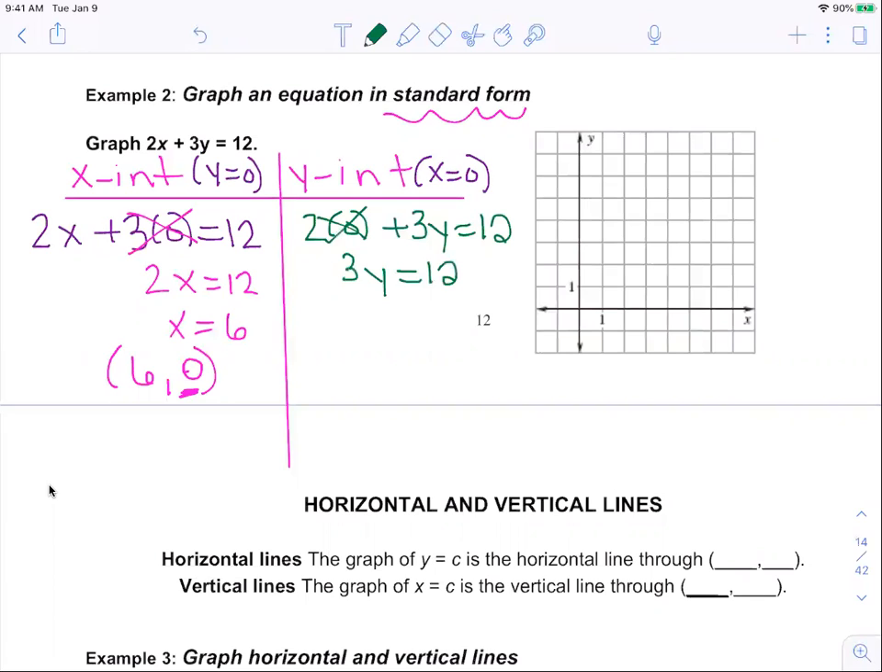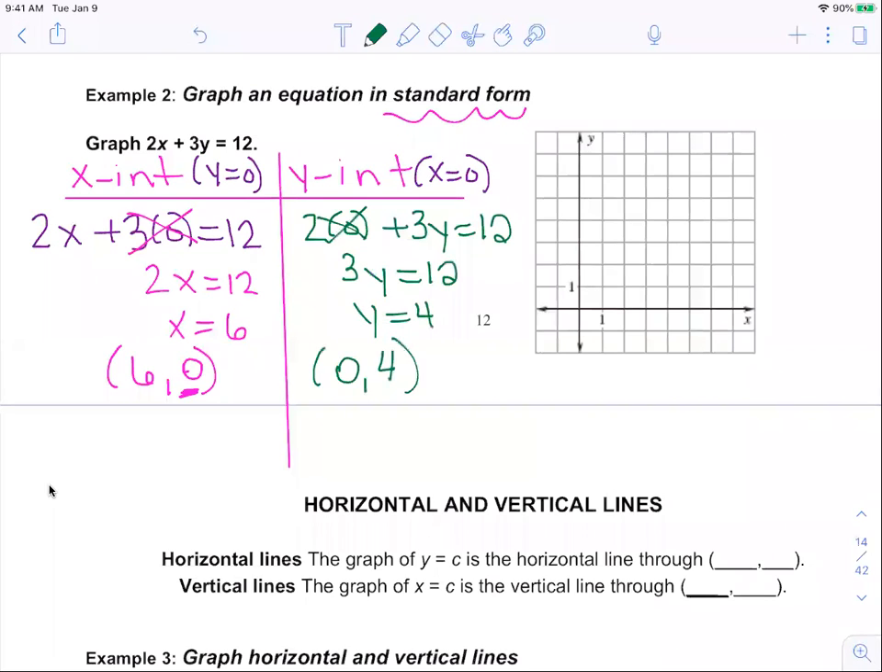Four. Yeah. So pretty easy because you're plugging a 0 in, you're eliminating that other variable, and then you just have a tiny little equation to solve for y. Again, write it as a point, 0, 4.